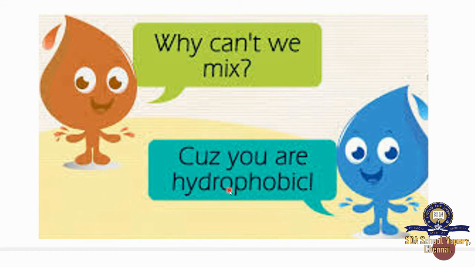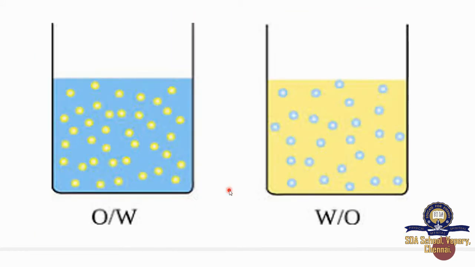So let's move on to the types of emulsion. We have oil and water. We cannot dissolve oil and water, right? But there's one binder known as an emulsifier, which stabilizes oil and water. Here, the first one is oil in water emulsion, and the second type is water in oil emulsion.